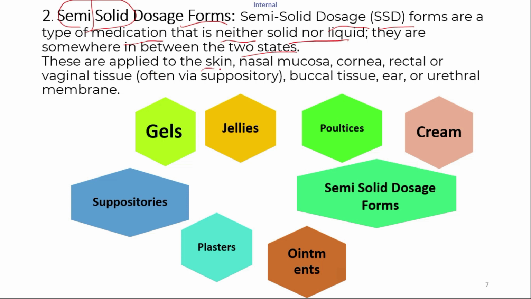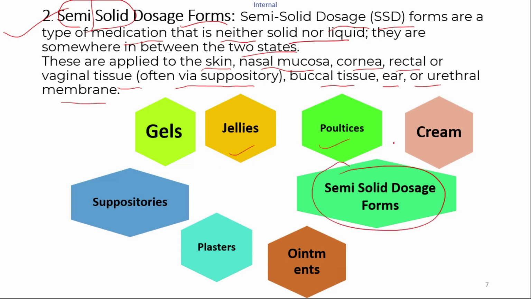These are applied to the skin, nasal mucosa, cornea, rectal or vaginal tissue, often via suppository, buccal tissue, ear or urethral membrane. Means there can be various types of semi-solid dosage forms, right? So you can see in the figure here: gels, jellies, poultices, creams, suppositories, plasters, ointments. So these are the dosage forms which are not completely solid.